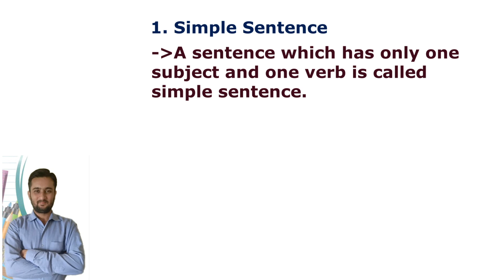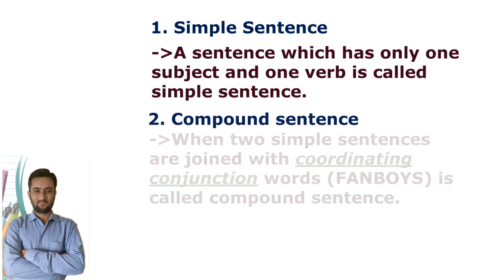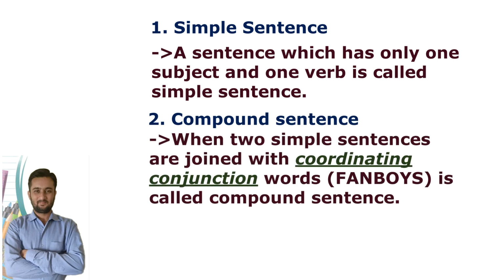But now, in a compound sentence, we saw there were two simple sentences, and two simple sentences were joined with a coordinating conjunction word. And in coordinating, we already learned that in total there are seven words, FANBOYS. They are called coordinating conjunction words.